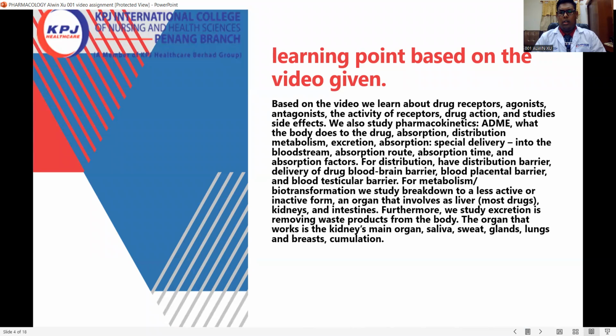For distribution, we have distribution barriers, delivery of the drug, the blood-brain barrier, blood placental barrier, and blood testicular barrier. For metabolism, or biotransformation, we study the breakdown into a less active or inactive form. The organs involved are the liver for most drugs, the kidney, and the intestine.